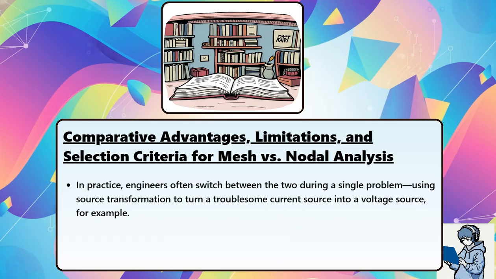In practice, engineers often switch between the two during a single problem, using source transformation to turn a troublesome current source into a voltage source, for example.